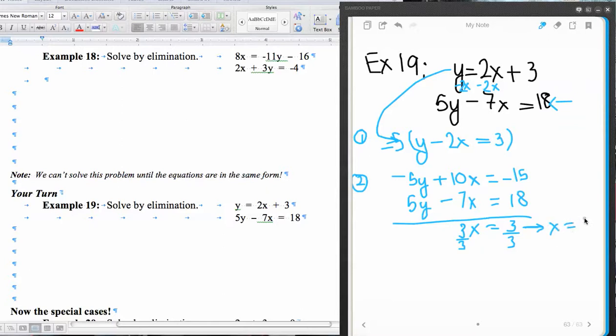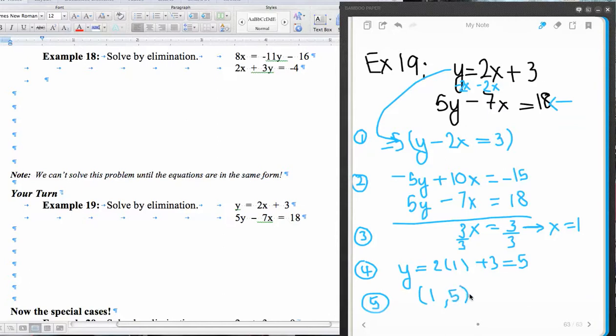Now once I have x is equal to 1, remember that I am going to put that into an original equation to solve for the other variable. So I'm going to go ahead and plug that into the original first equation. So y is equal to 2 times 1 and then plus 3. And so 2 times 1 is 2 and 2 plus 3 is 5. And now I have both my x and my y, and so it's time for my ordered pair. X is equal to 1, comma, y is equal to 5.